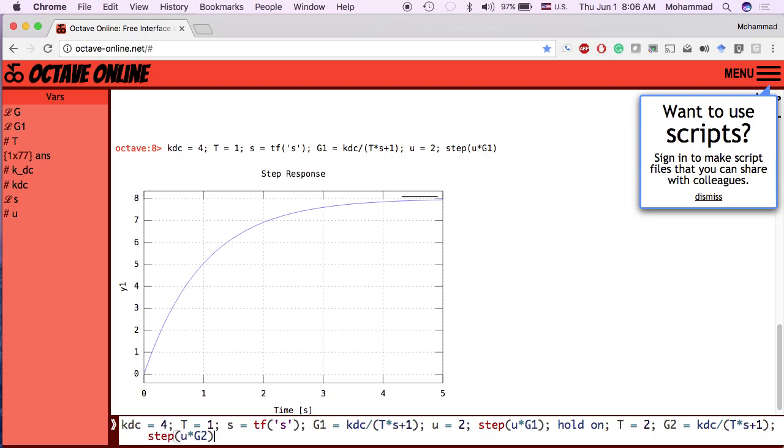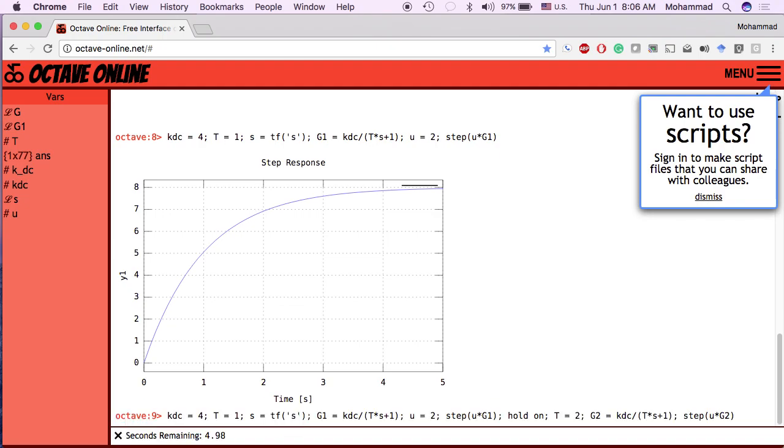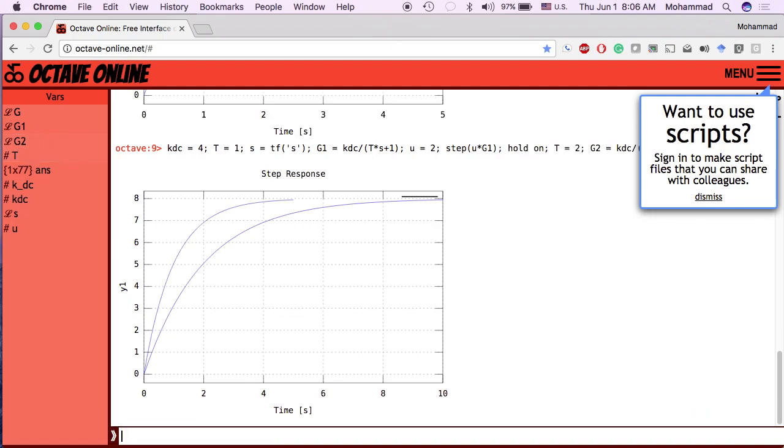So if we did this correctly, you get another plot exactly on the same figure that we already have. And you can compare the response of these two systems. Again, the steady state response is the same because KDC is the same for both systems, but one is twice faster than the other one.